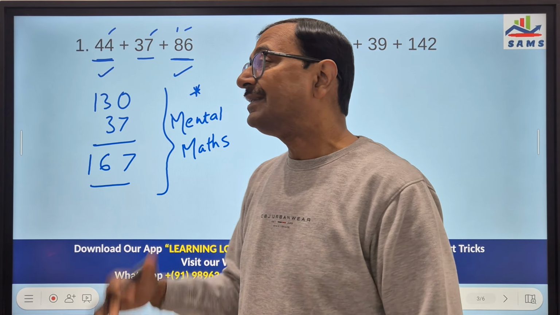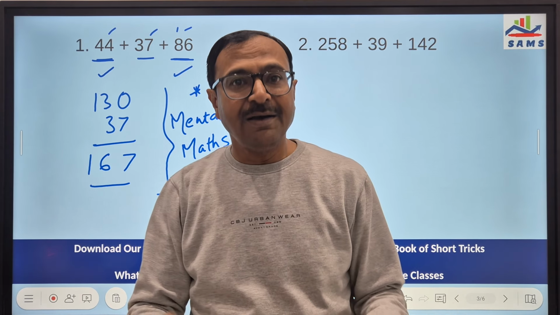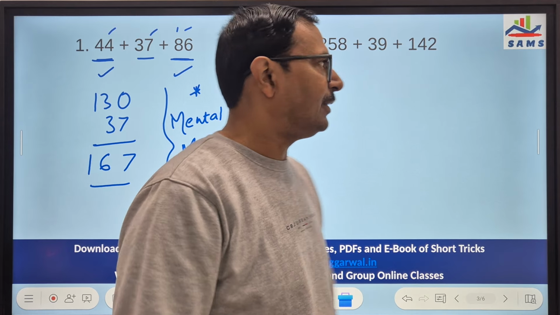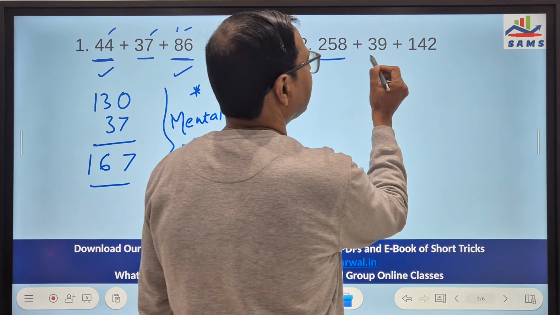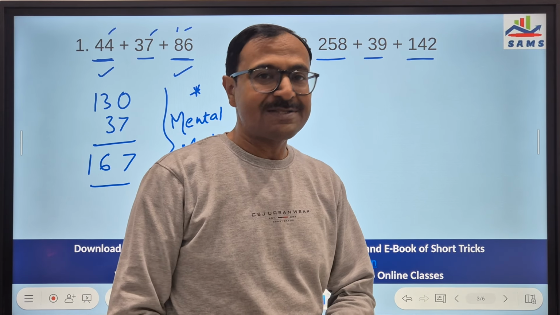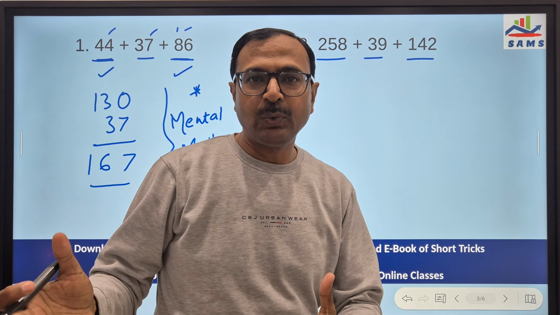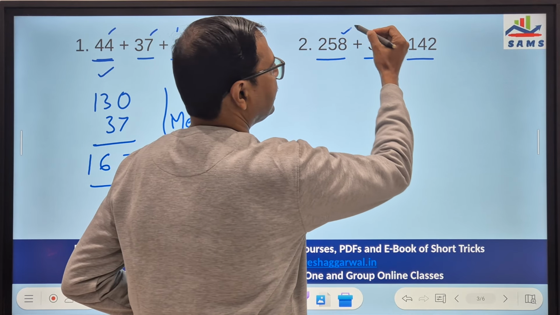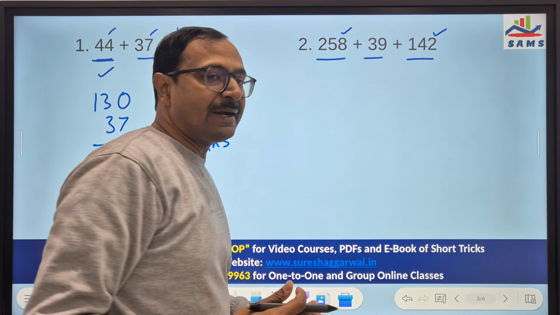You have to think all these things in the mind. That is really important. Let's check one more question here. So we have a 3-digit number, a 2-digit and a 2-digit number. So again, look for base number. That means the unit digits have to add up to a number which is ending in 0. Again, the first and the third, 8 and 2, again adds up to 10.